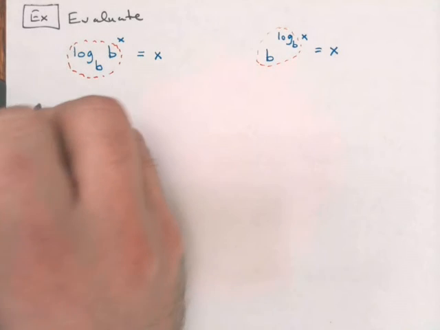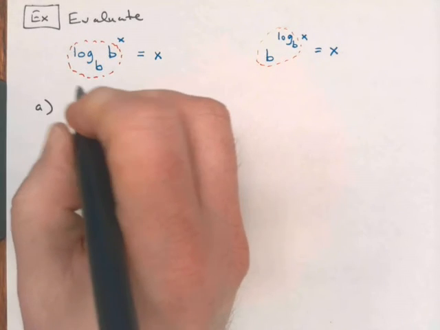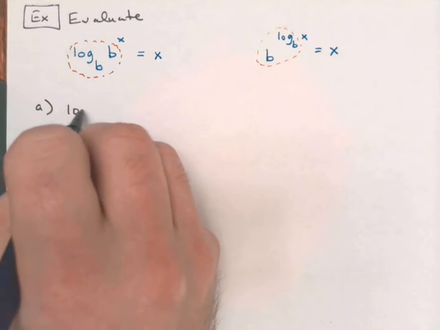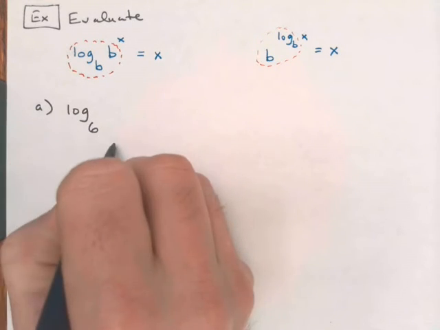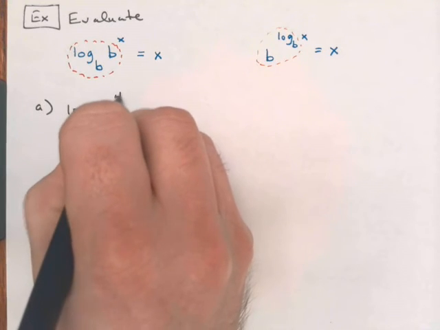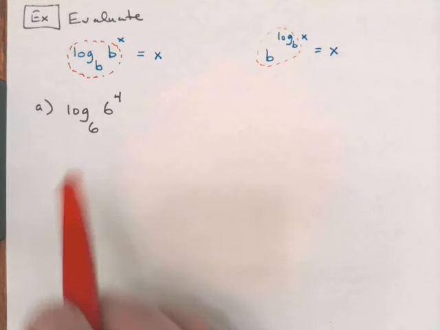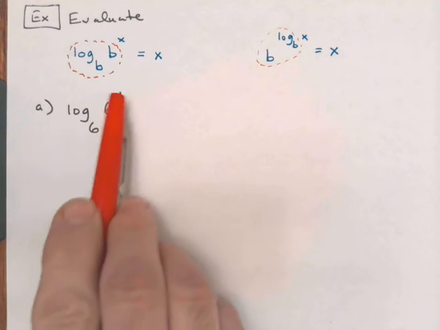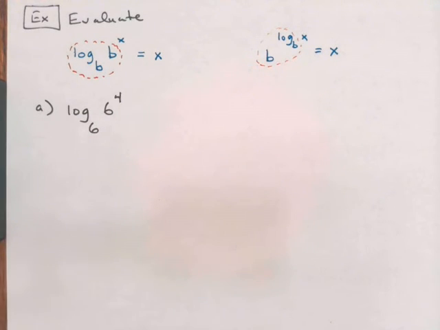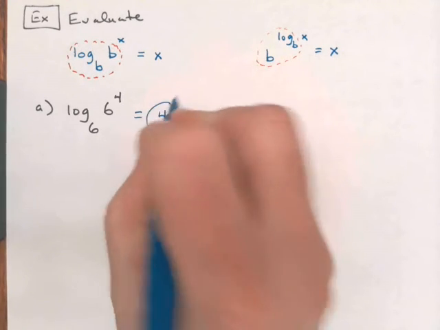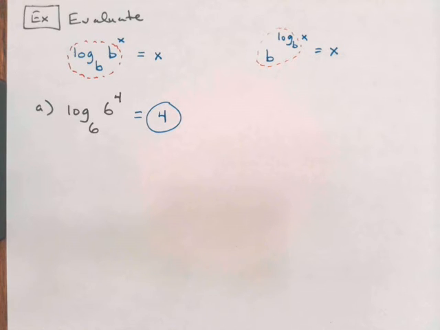All right, so let's take a look at how this would work. If you have, for instance, log base 6 of 6 to the 4th power, and you're going to simplify that, the base of the log and the base of the exponent are both 6. So this is simply equal to the exponent. That is equal to 4.